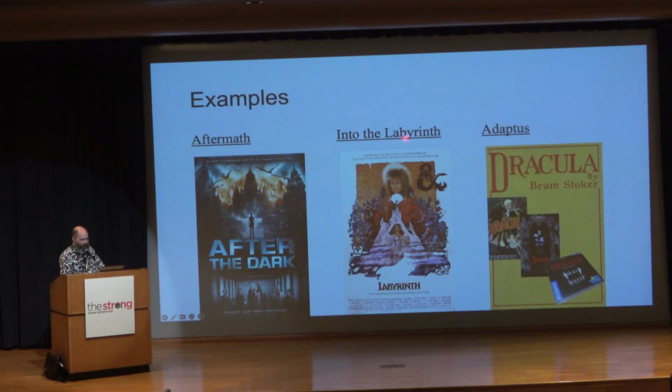So I have 3 examples I'll be talking about for the rest of the presentation. The first is a game I call Aftermath, based on a film called After the Dark. Originally the film was called The Philosophers, but I think the producers decided nobody was going to go see that movie. The second is Into the Labyrinth, based on the David Bowie film Labyrinth. And you'll see there's a little insignia to the right of his head. That's the symbol for D&D 5th edition. So there's a little bit of D&D in there as well.